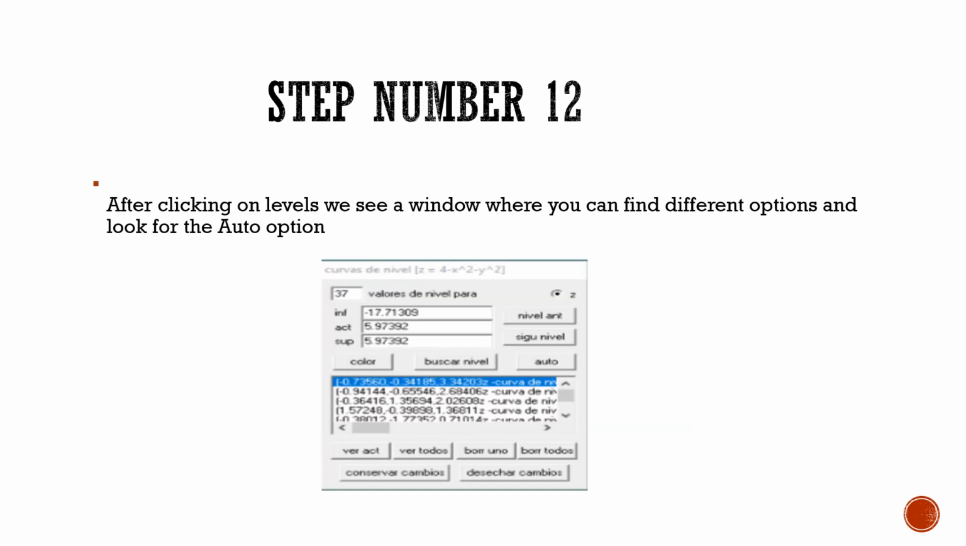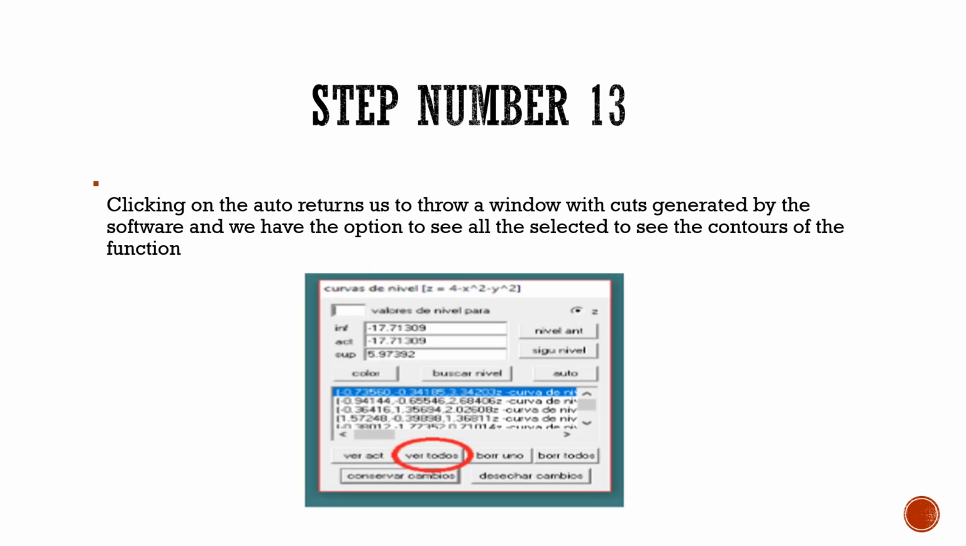Step number 20. After clicking on levels, we see a window where you can find different options, and we look for the auto option. Step number 30. Clicking on auto opens a window with codes generated by the software, and we have the option to select to see the contours of the functions.